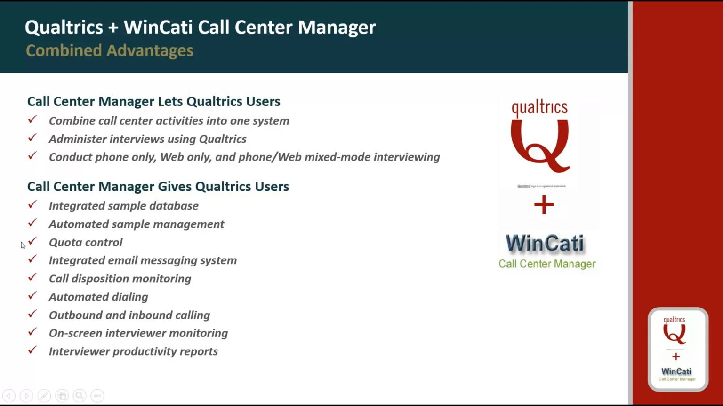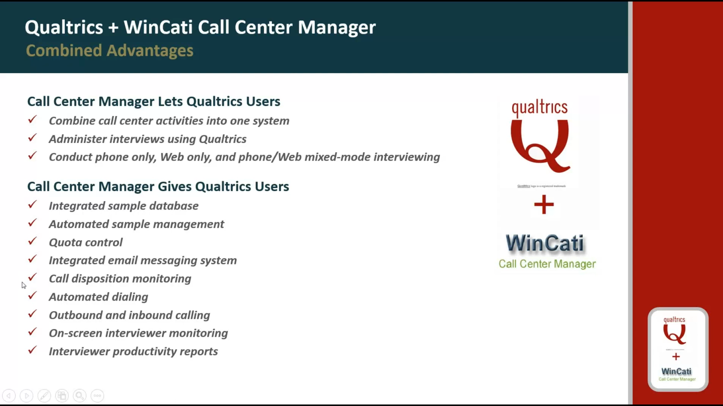The ability to create and control simple to complex quota cells. For example, a user desiring 100 completes for females and 100 completes for males, or complex categories using a combination of variables.